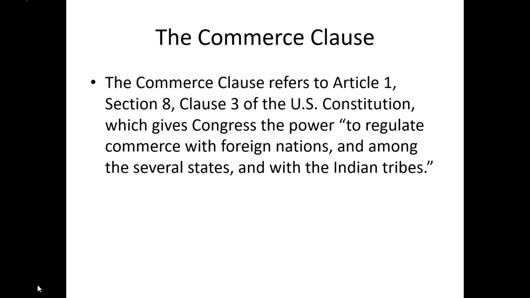The next aspect of the Constitution that also helped expand federal power would be the Commerce Clause. This was discussed in Wickard versus Filburn in Constitution USA that you watched last Friday. This refers to Article 1, Section 8, Clause 3 of the Constitution, which gives Congress the power to regulate commerce with foreign nations and among the several states and with the Indian tribes.